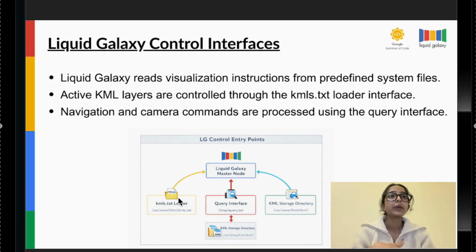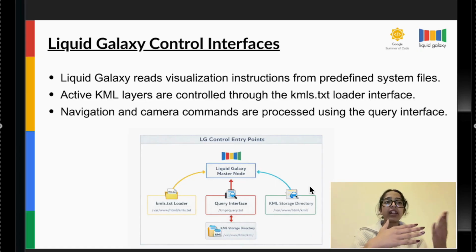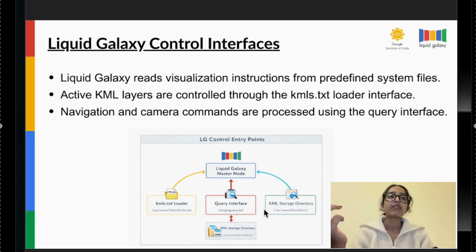And you can see it here. This file tells Liquid Galaxy which KML layer should be active. So when the app wants to display a visualization, it uploads the loader file with the required KML path. So here is the path. And next is the KML storage directory. This is where the actual KML files are uploaded using SFTP. So Liquid Galaxy reads files from this directory and renders them across the display cluster.